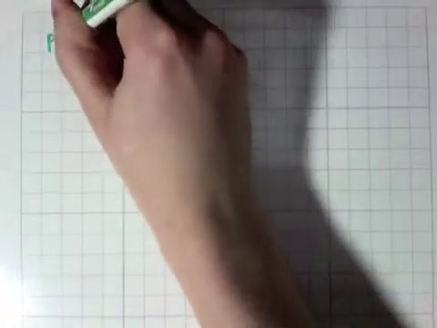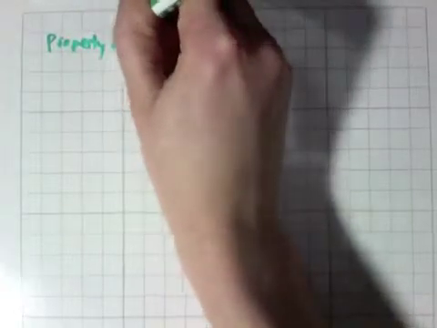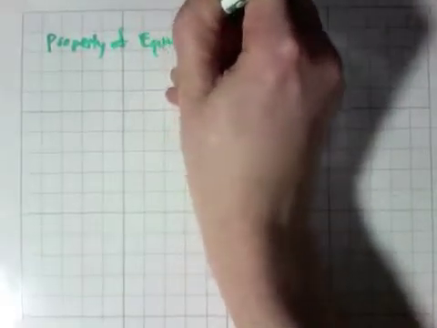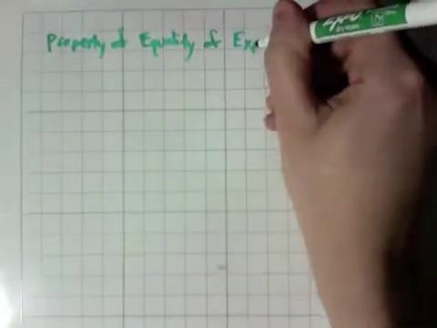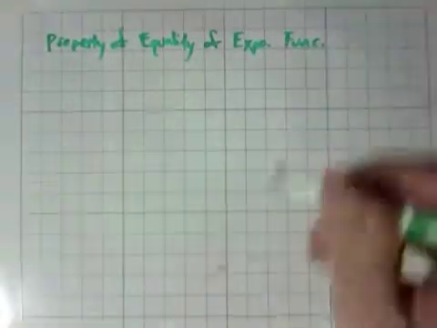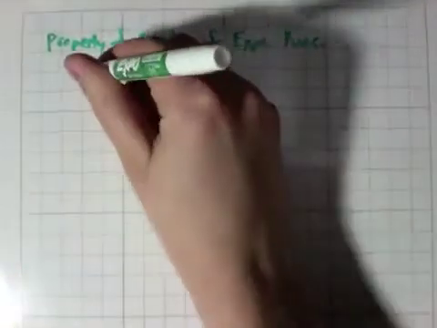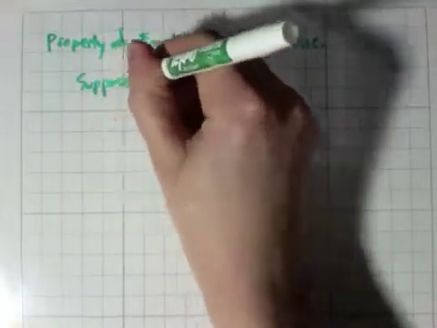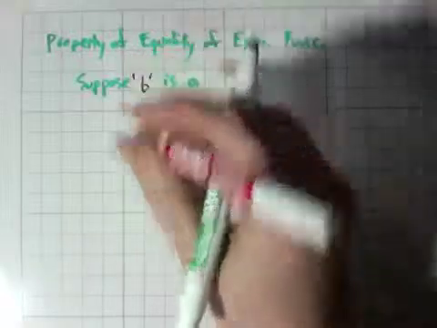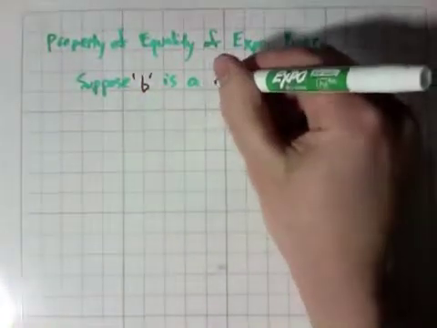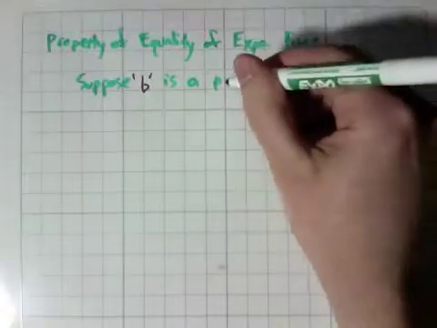So when we have exponents set equal to one another, this book calls this the property of equality of exponential functions. All right, and this is what it says. It says, suppose b, and this b I'm talking about is one of our bases, is a positive number other than 1.